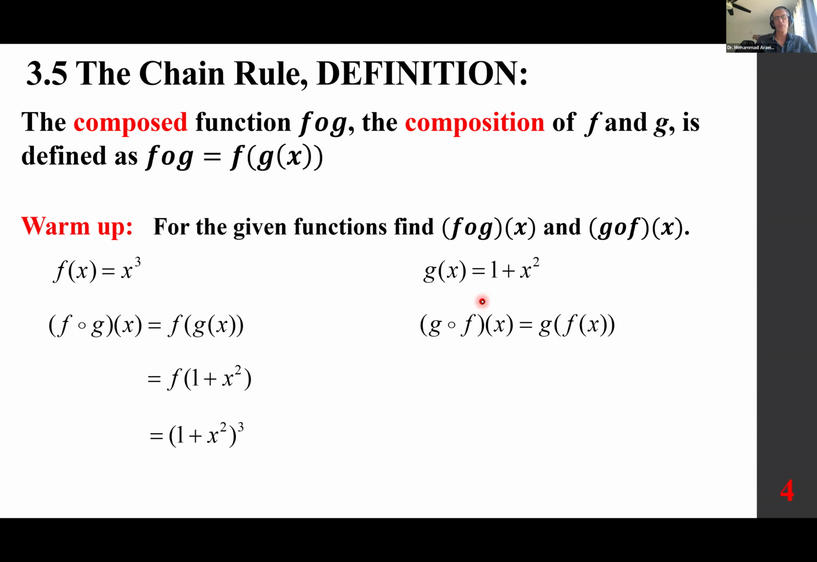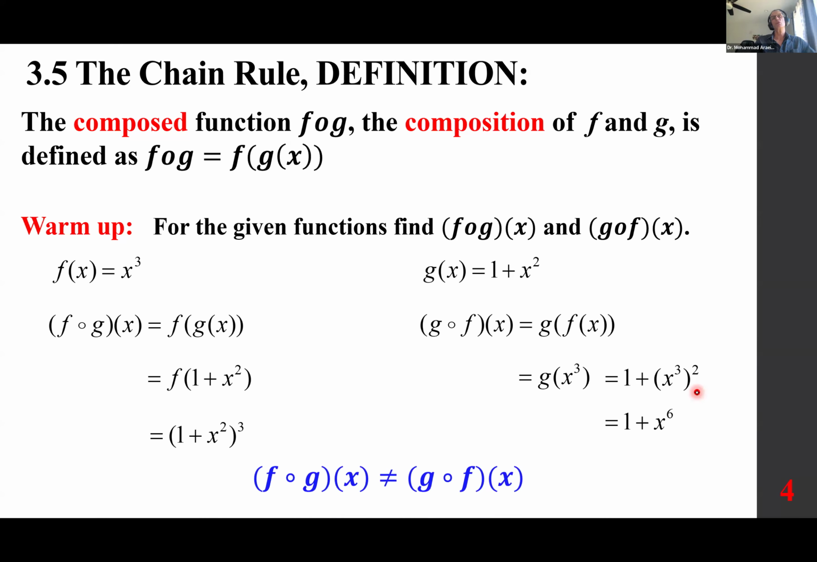This one is g of f of x, and that means g of x cubed. Replace it here. Now, this 1 plus x cubed quantity squared, you have to rewrite it as 1 plus x to the power of 6. And as you can see, f of g in general is not equal to g of f. If f and g are two functions that are inverse functions, then they become the same. F of f inverse of x equals f inverse of f of x equals x. Two composite functions can result in the same thing if the two functions are inverse of each other.